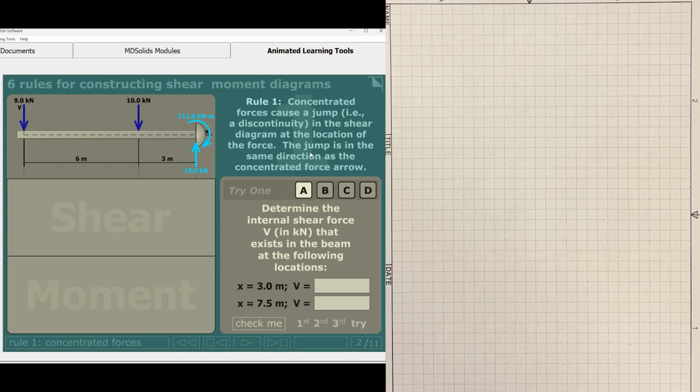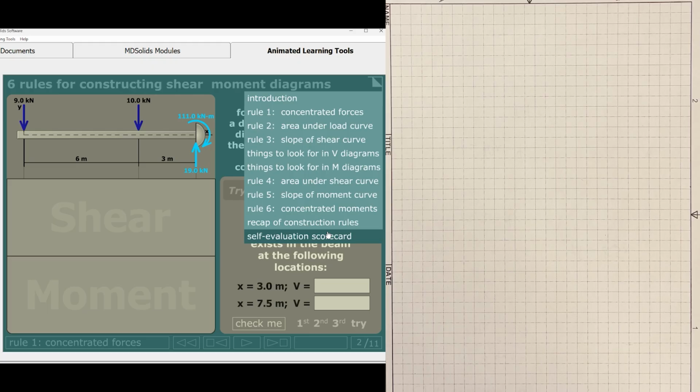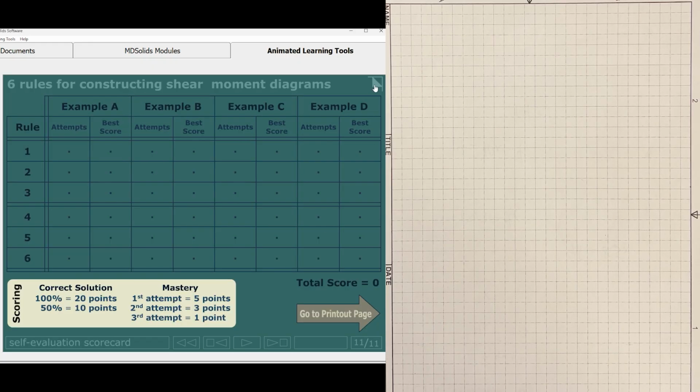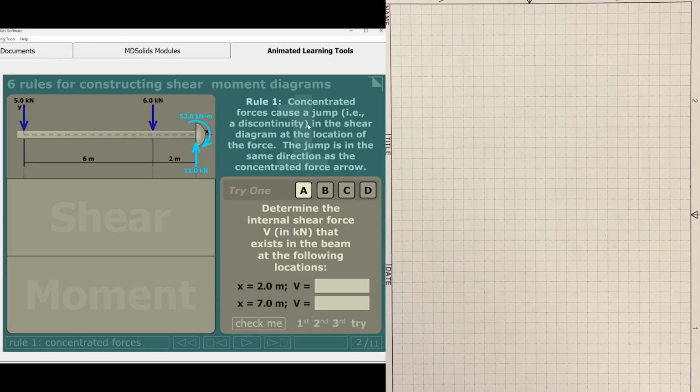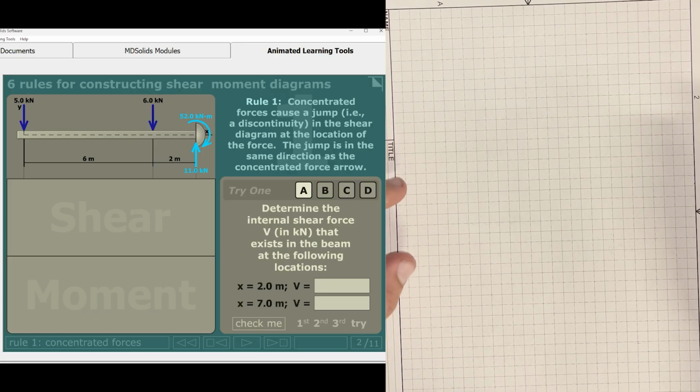They have the instructions for us, and we're going to go ahead and begin with part 1. As we go through this, make sure that at the end of your progress, you look at your self-evaluation scorecard and get a screenshot of that. But anyways, let's pop back to rule number 1. Rule number 1 states that concentrated forces cause a jump, or a discontinuity, in the shear diagram at the location of the force.